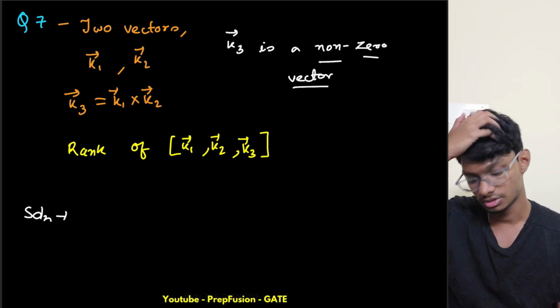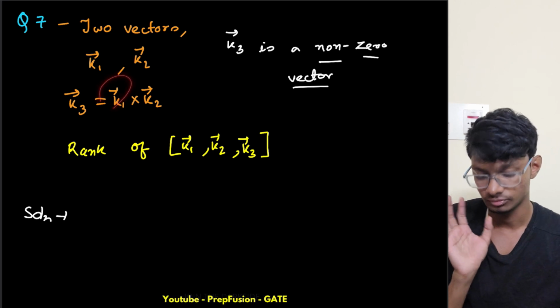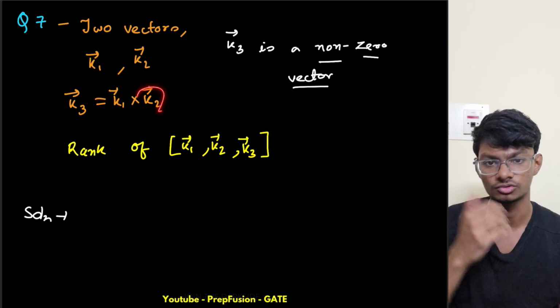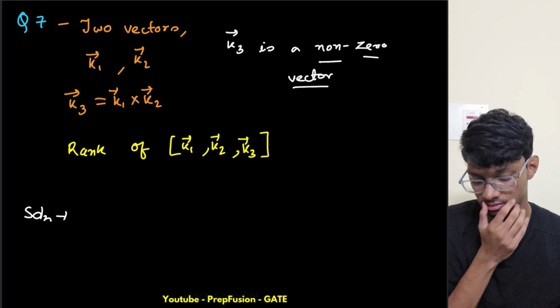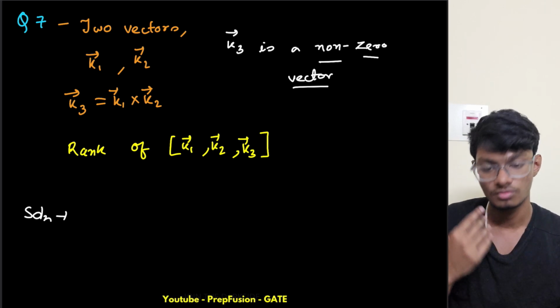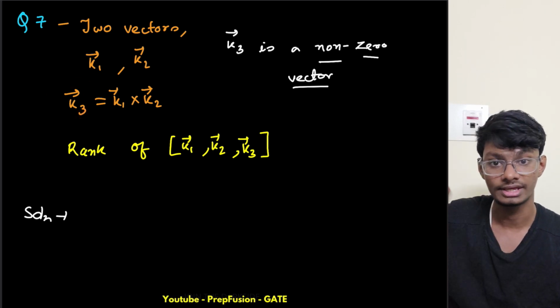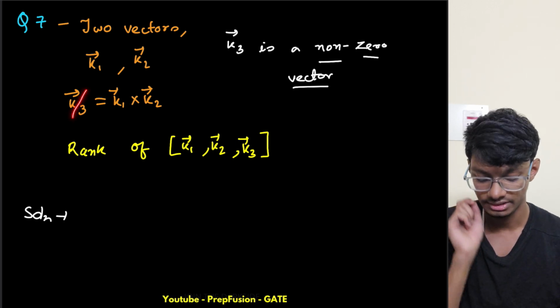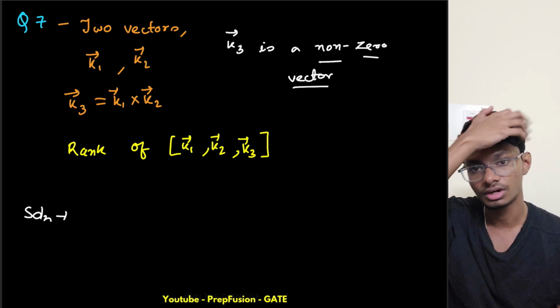Some other direction. So let's say this k1 is i cap and k2 is j cap. Let's always try some simple example. This is i cap and j cap. So what will k3 be? It will be k cap, right? Now if this k3 is k cap, then what will happen?